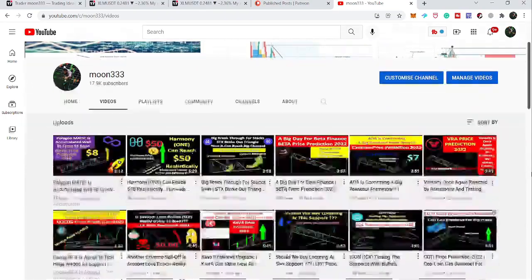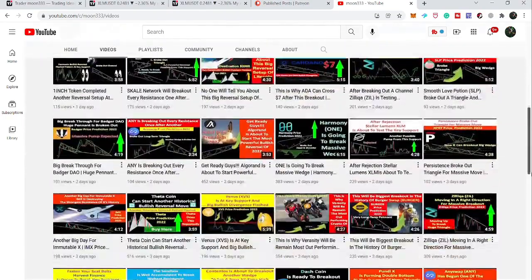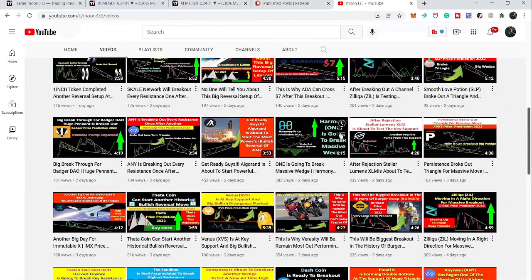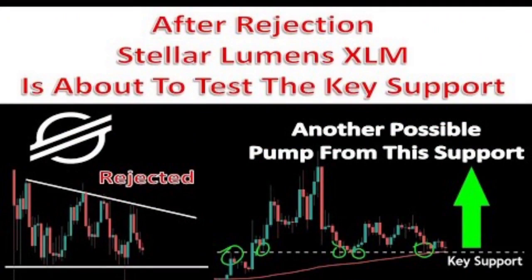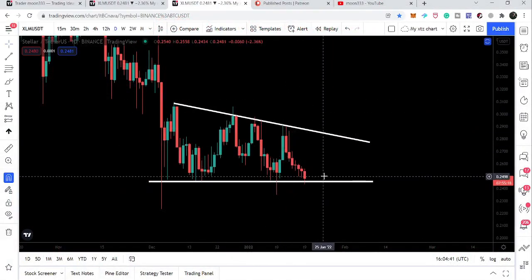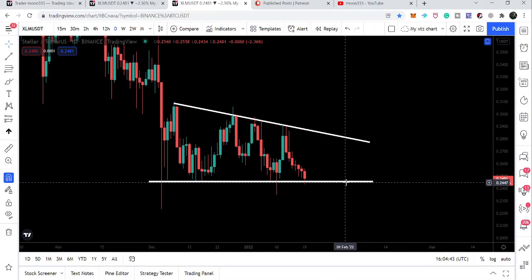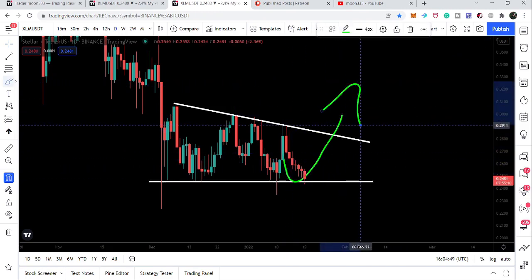Earlier we were watching that the price line of Stellar was rejected by the resistance of a descending triangle, and I told you that we may retest the support of this descending triangle again. Right now we have again reached the support of this descending triangle, and in today's video we will analyze whether we are going to break it down or we can expect a reversal move from here for the breakout.